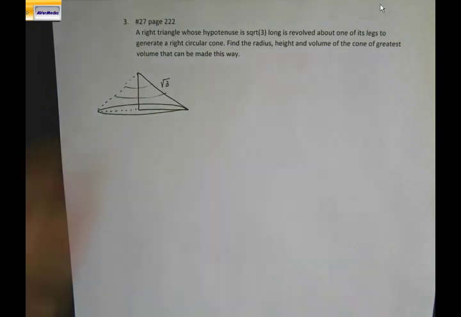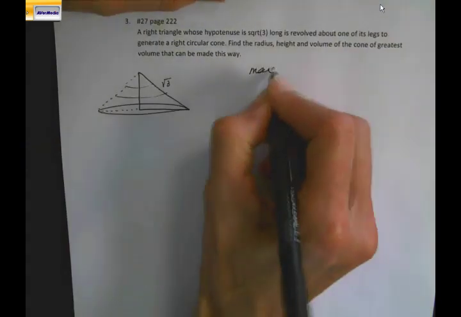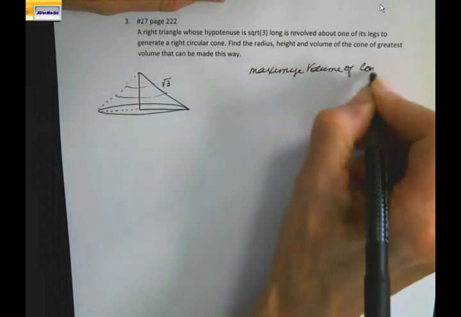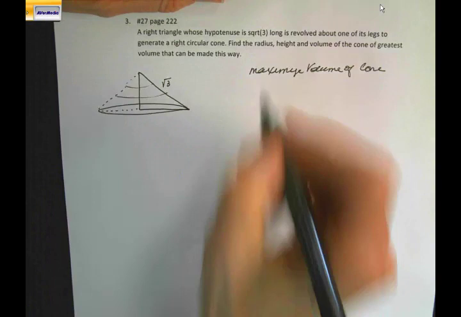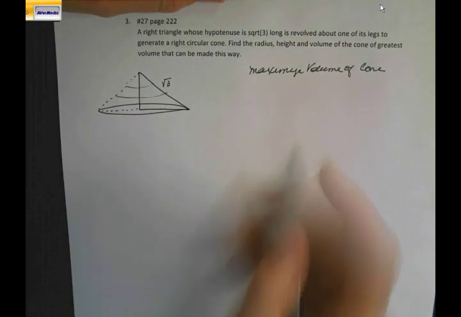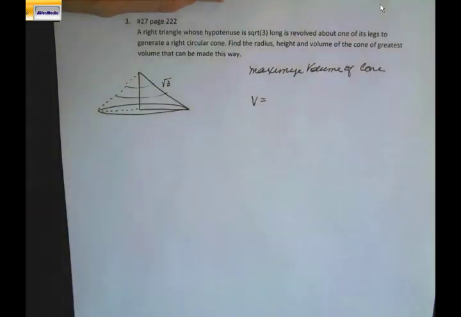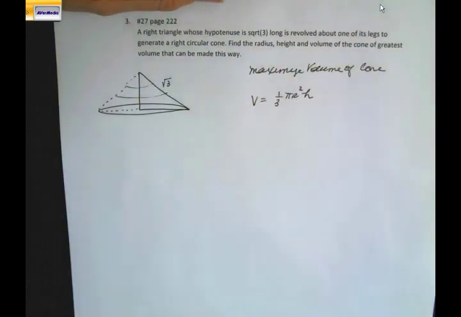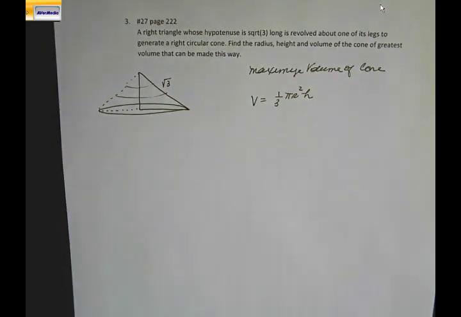Okay, we'll maximize volume. The question wants me to maximize the volume of the cone. That's the question. So in other words, we need an equation for the volume of that cone, and then we need to maximize it. Okay, what is the volume of a cone? It's a third of a right circular cylinder. That's the volume of a cone. So we need to maximize that.